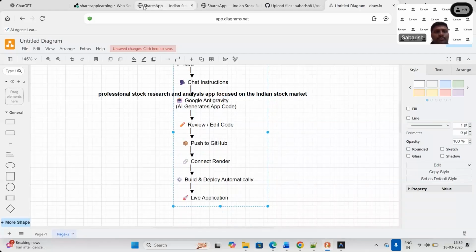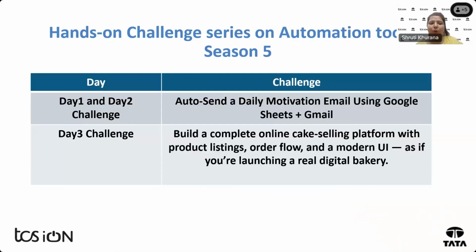Yes. Thank you so much, Sabrish. Day 1 and Day 2 challenges: auto send a daily motivation email using Google Sheets plus Gmail. Day 3 challenges: build a complete online cake selling platform with product listing, order flow, and a modern UI, as if you are launching a real digital web3.